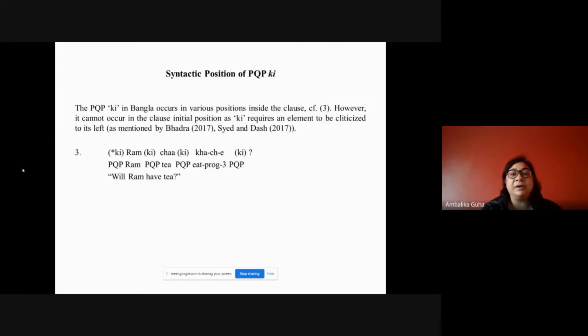The position that ki holds in a question is a multiple position. But it cannot occur clause-initially, as it requires some element to be cliticized to its left. We can say very well, Ram ki cha khache, Ram cha ki khache, Ram cha khache ki. Will Ram have tea? But we cannot say ki Ram cha khache. That will be absolutely out.